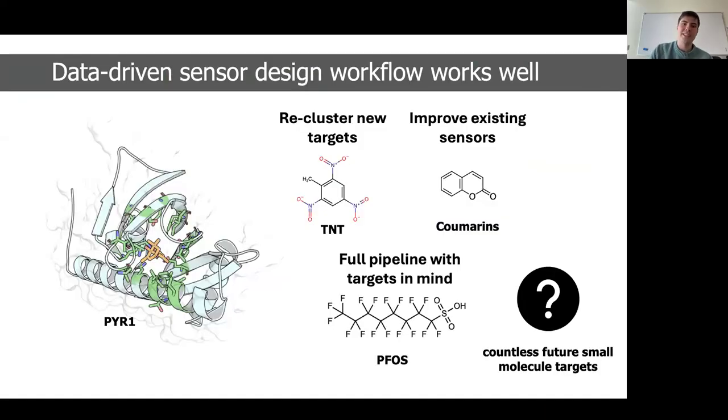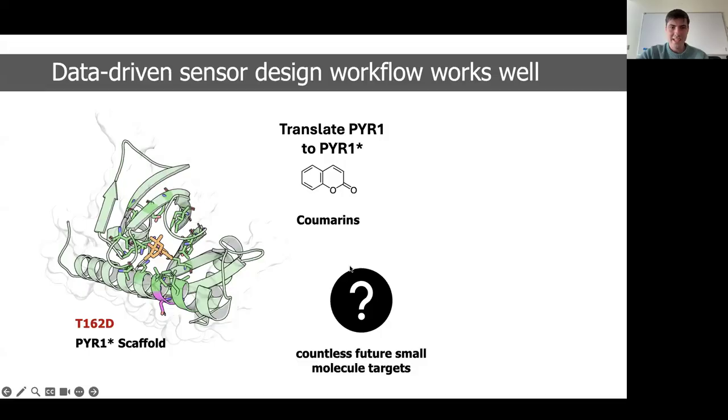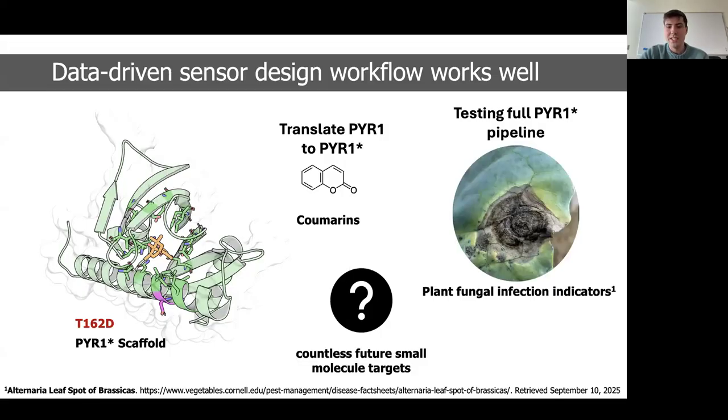And so hopefully altogether through this talk, I've shown how you can use this data-driven sensor design workflow and how it works well for different targets. And I'm currently working to adapt this for an orthogonal scaffold. And currently I'm testing the full Pier 1 star pipeline for this really cool set of small molecules that we're interested in for being early indicators of fungal infection in plants, to try and get specific and early warning for fungal infection in plants.